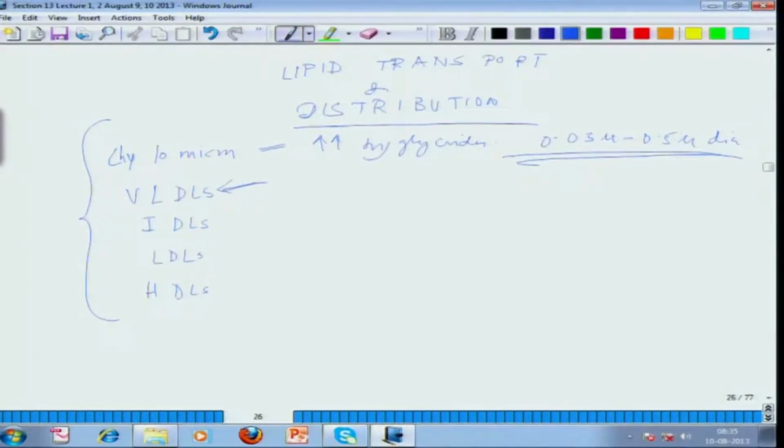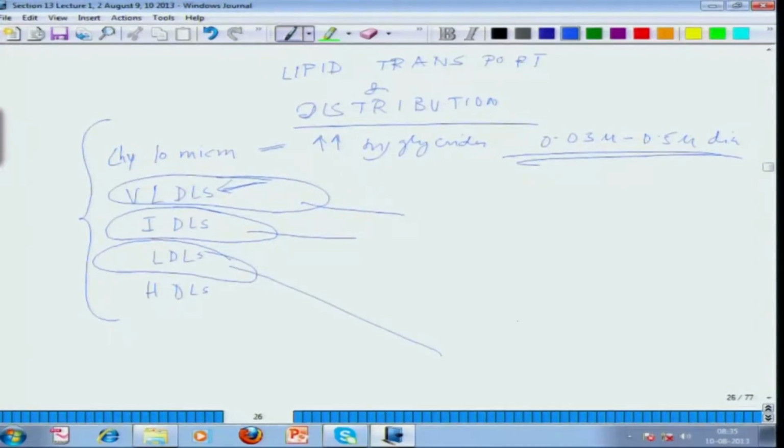Intermediate density lipoproteins are intermediate in size between very low density and low density lipoproteins. They contain a smaller amount of triglyceride than very low density lipoproteins and relatively more phospholipids and cholesterol than low density lipoproteins. Then we have low density lipoproteins, which contain cholesterol and a lesser amount of phospholipids.